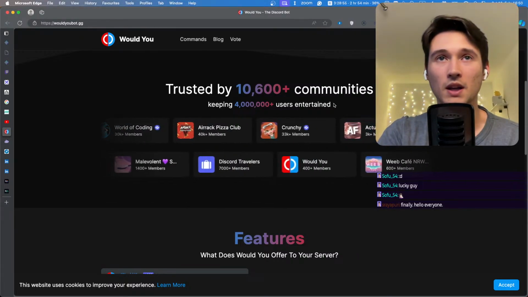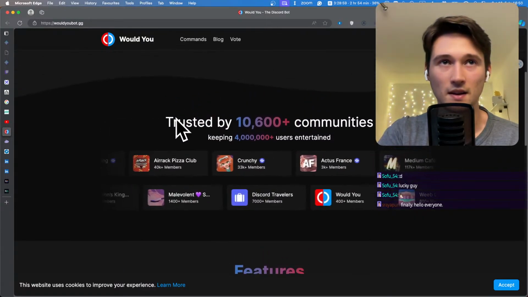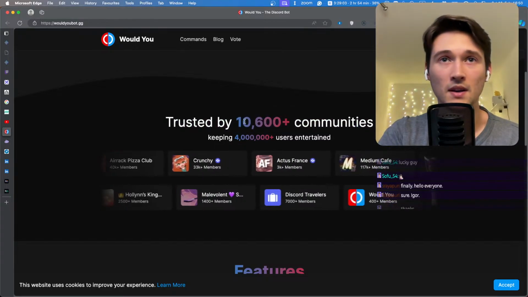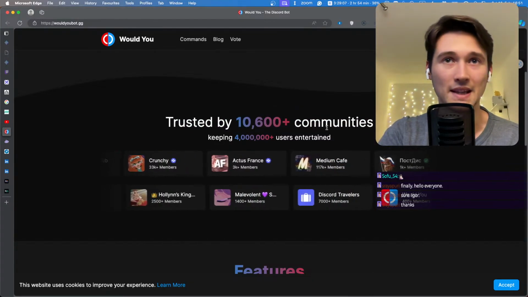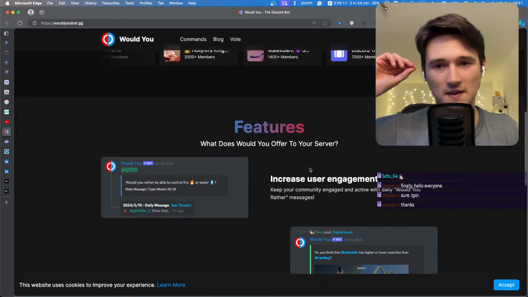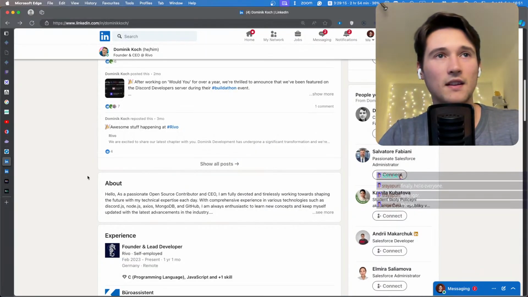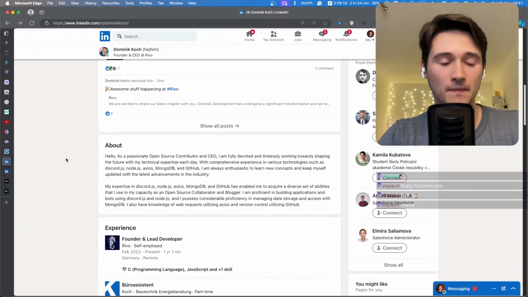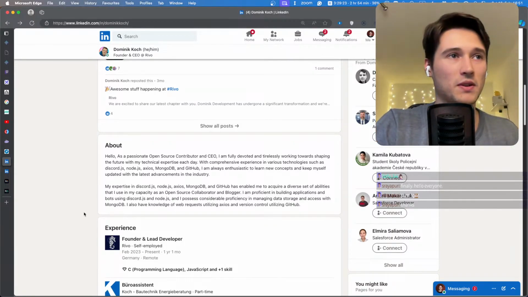Well, if you take the fact that you developed a bot that is used by more than 10,000 communities of 4 million people, this is such a killer thing and achievement that you have, and it's not really readable from your description. So this is a quick optimization that you can definitely do.